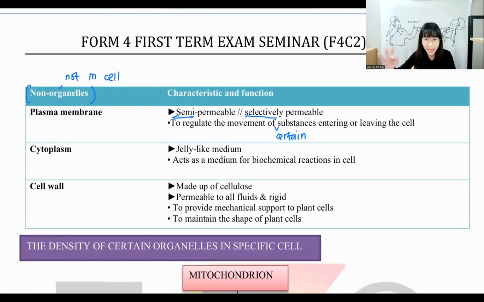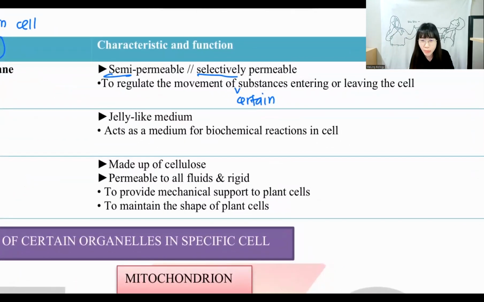Cytoplasm is the space inside. It is a jelly-like structure. It's the space to allow biochemical reactions. What does biochemical reaction mean? Bio here refers to living things. Chemical reaction is a normal chemical reaction. If you want to break down food, it's called a chemical reaction. So this chemical reaction that happens in a living thing is called a biochemical reaction.